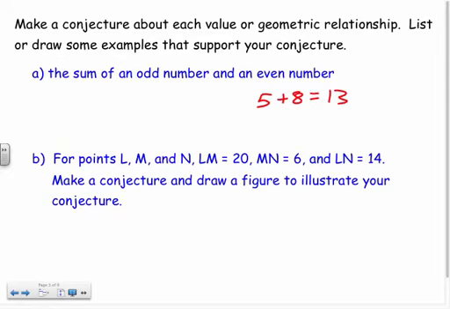Let's try another case. An odd and an even. And I get an odd number again. So I'm guessing my conjecture would be the sum of an odd number and an even number is an odd number.